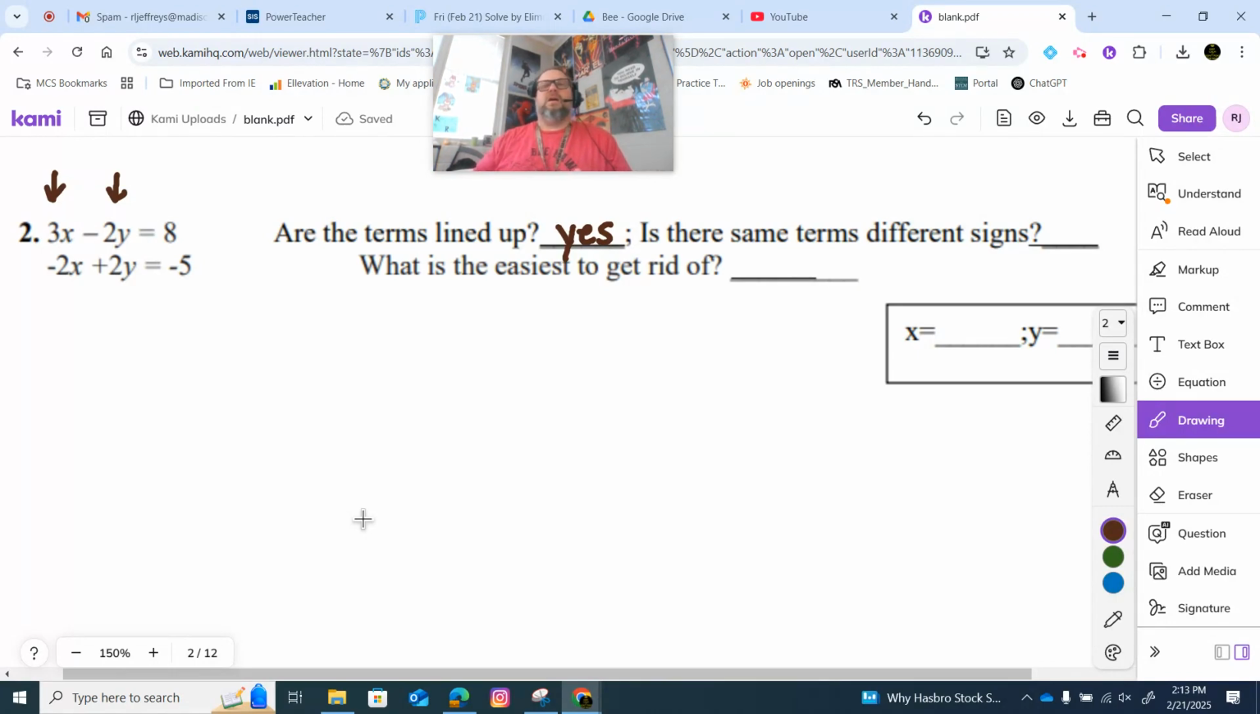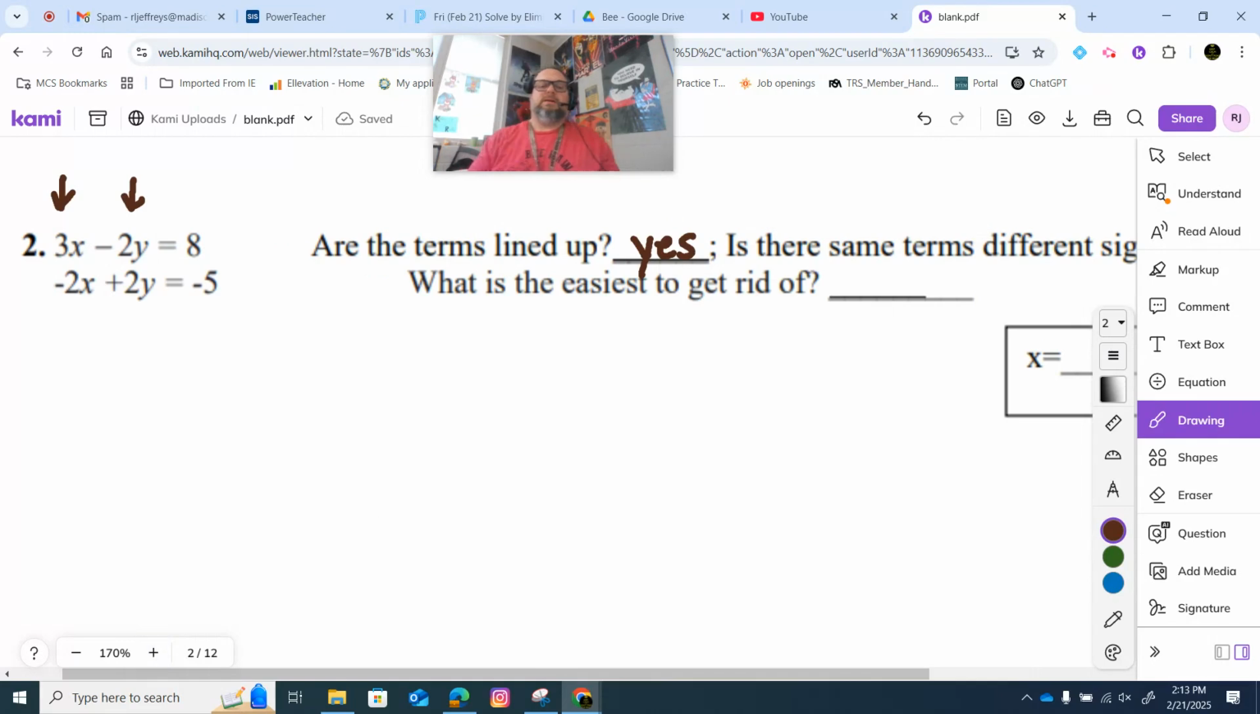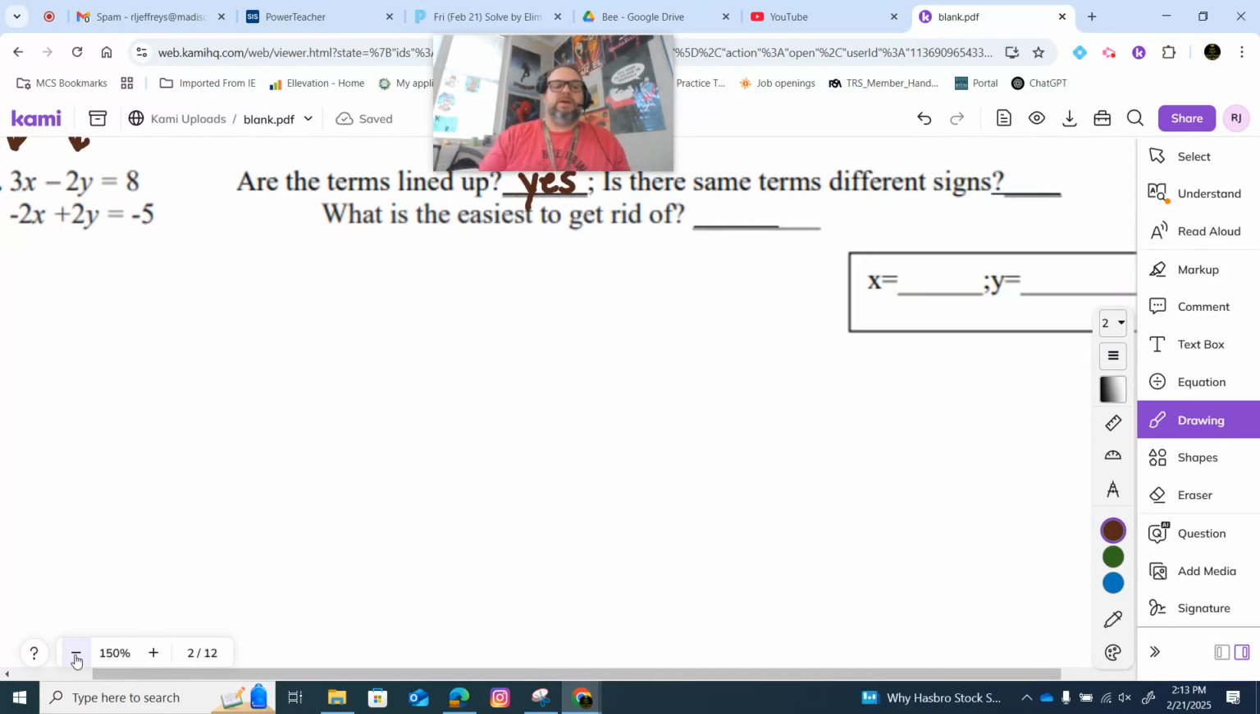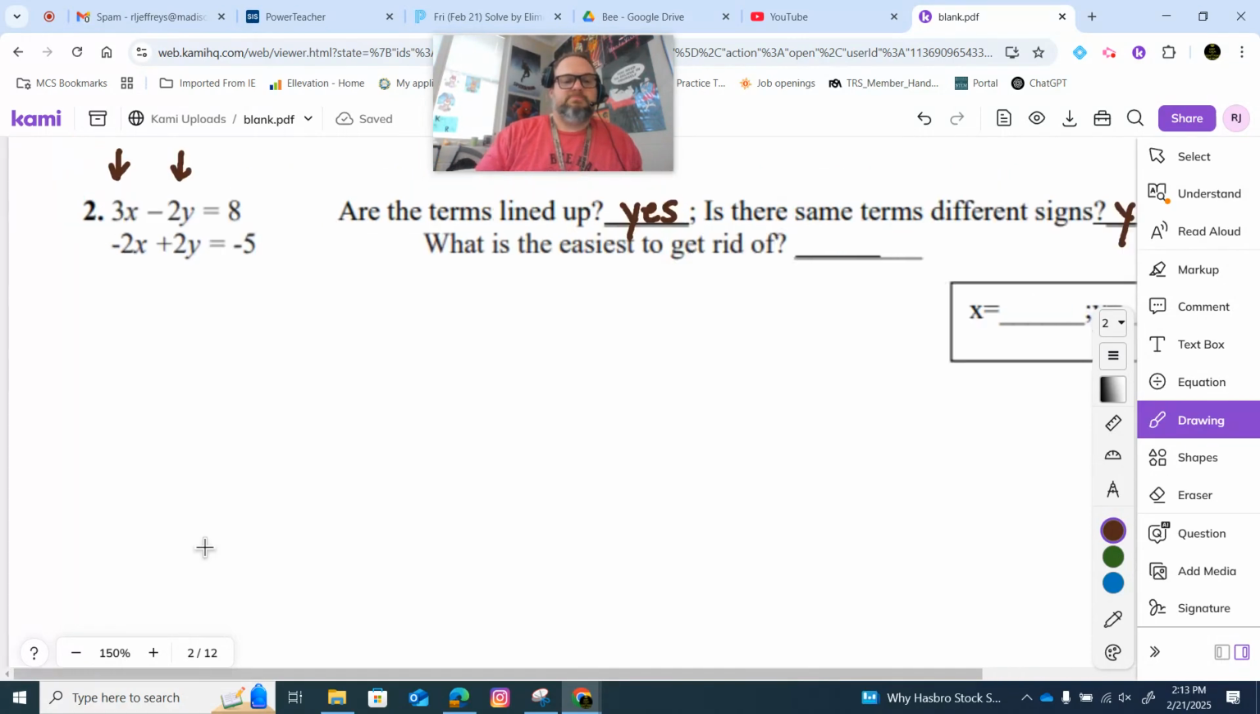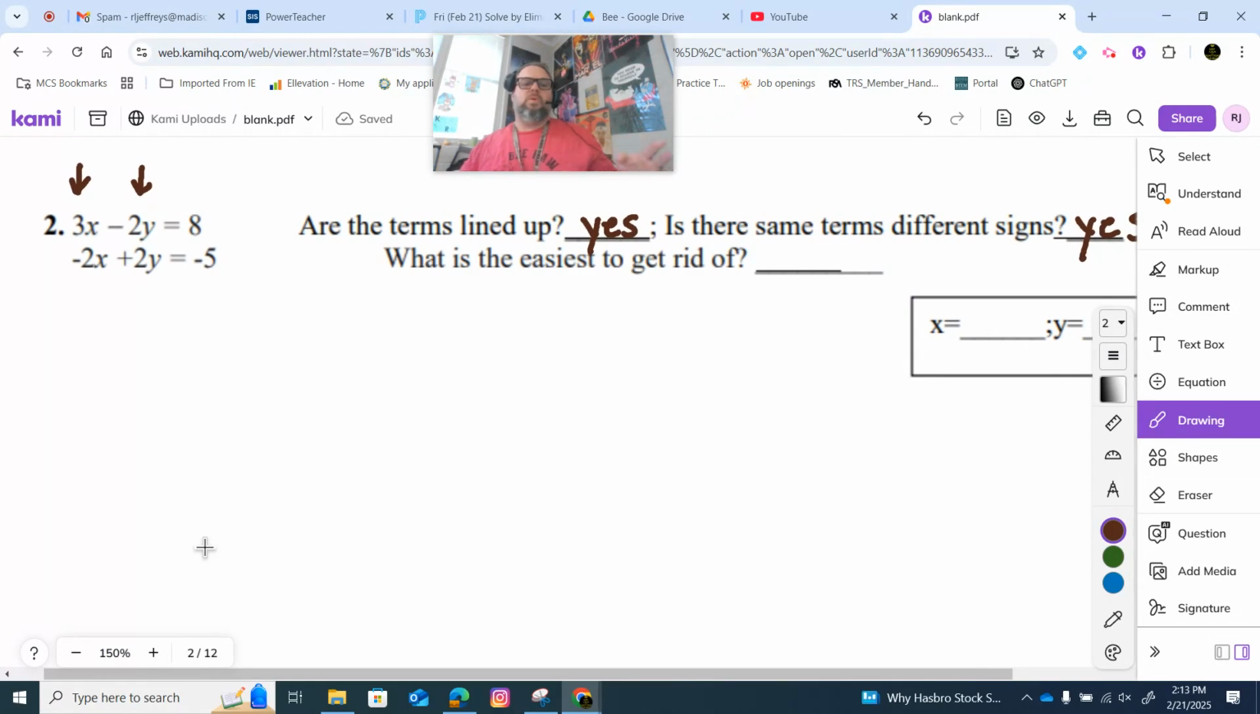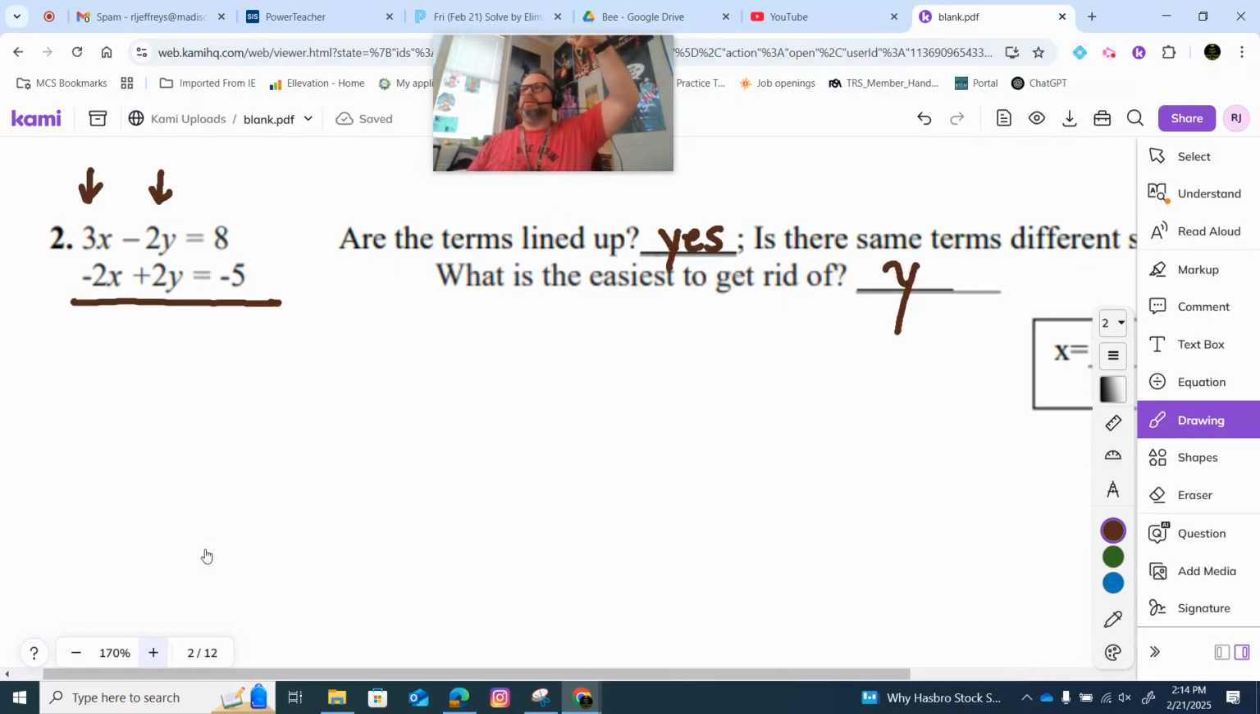Are there same terms, different signs? I would say yes. Now, what's the easiest to get rid of? The x? Why is that? Yeah, the y's will cancel out. That's the same terms, different sign. They cancel out. So, pew, they go away.